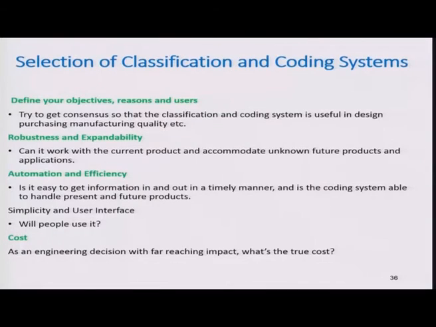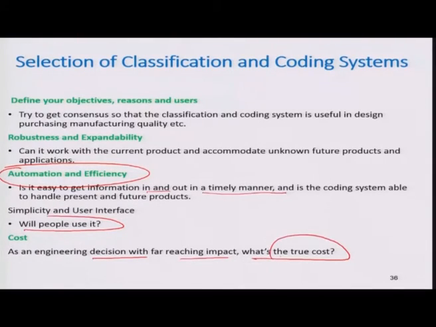So, how will you select your classification and coding system? First define your objective, then robustness and expandability: can it work with current products or accommodate unknown future products and applications? Again, you will always have to keep automation in mind, because every industry is moving towards complete automation. Is it easy to get information in and out in a timely manner, so that an automatic retrieval system can be incorporated in industry? So you will have to make a code accordingly. Will people use it or not? Cost, as an engineering decision with far-reaching impact: what is the true cost? You'll always have to keep cost in mind, because every industry exists to make profit.